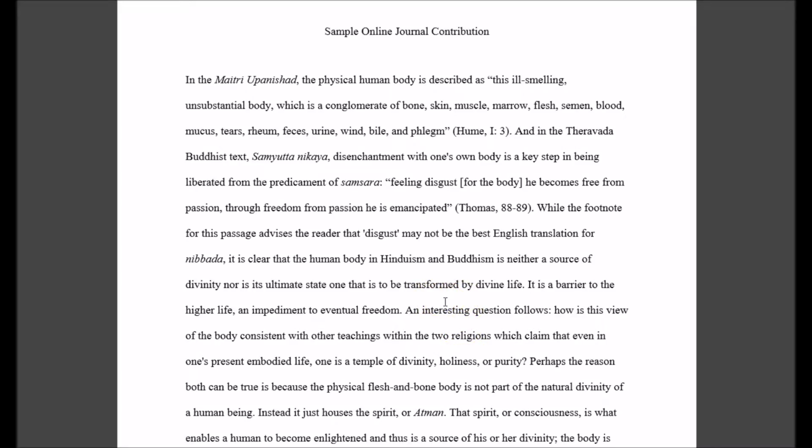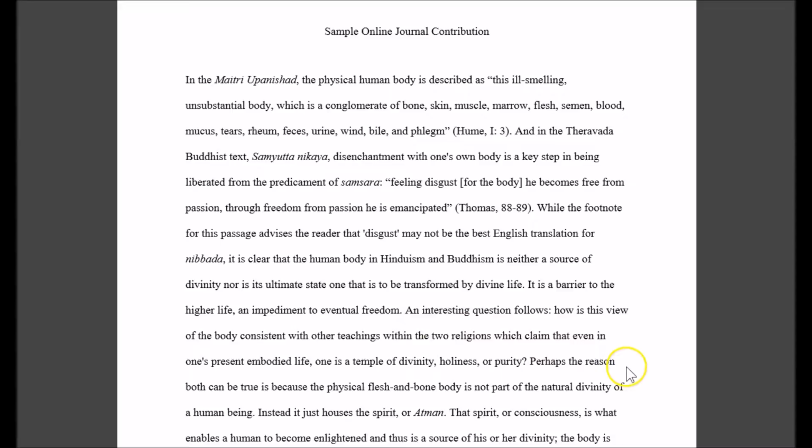So she goes on to say more about the body. It is a barrier to the higher life, another way of saying divine life. It is a barrier to the higher life, an impediment to eventual freedom. Okay, notice there's a repetition there of barrier and impediment. Those are kind of the same things, but she's saying two different things. So it's a barrier to the higher life or divine life, and it's an impediment to eventual freedom, right? So that's a specific quality of the higher life. Okay, so that's a pretty good sentence. And notice also, it's a short sentence that follows a complex sentence. Also good. Okay, next sentence.